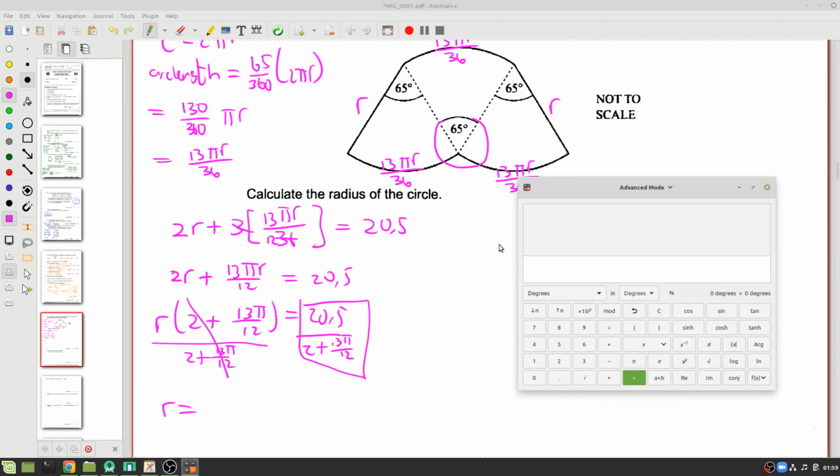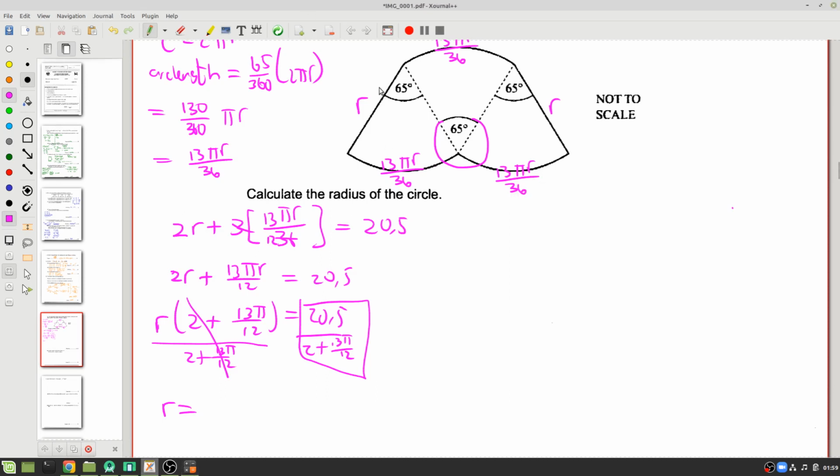So we've got 20.5 divided by, and now I'm just going to put brackets around here, 2 plus, and then we're going to put this in brackets again, even though it's not really necessary, 13 pi over 12. And that gives us 3.79. I'm just going to copy the whole thing. So that is before we round off. Now let's test this to see if it works. If it works, then we'll round it off to 3 significant figures as they tell us in the instructions.